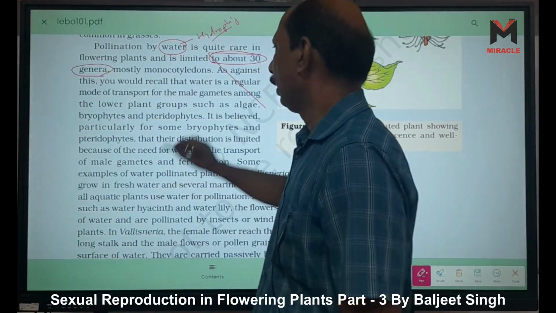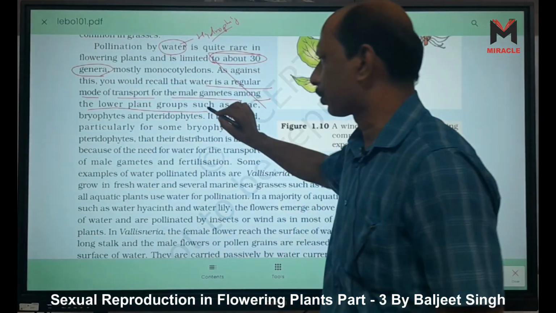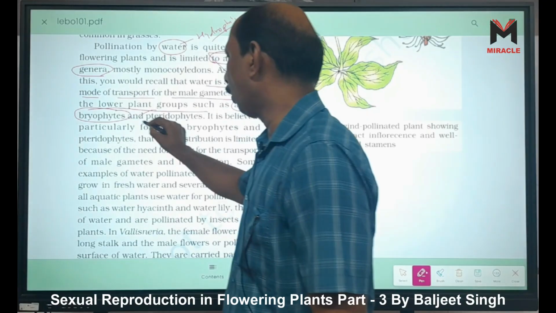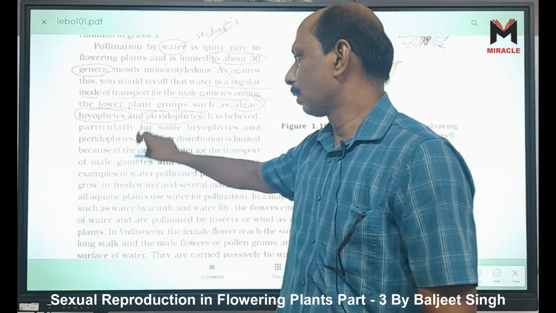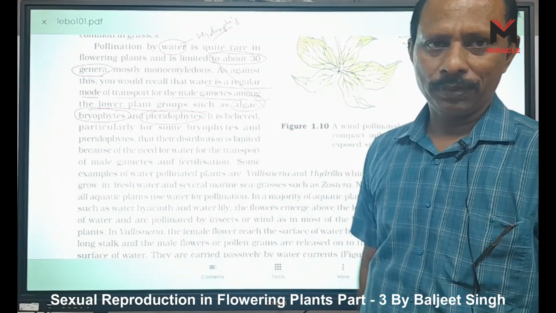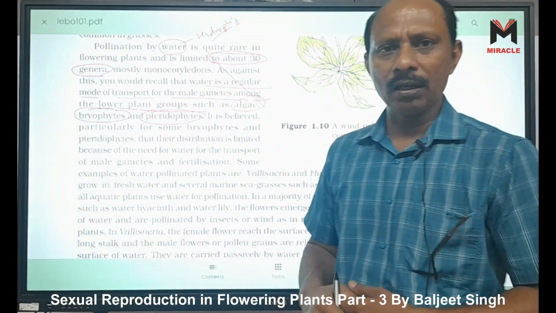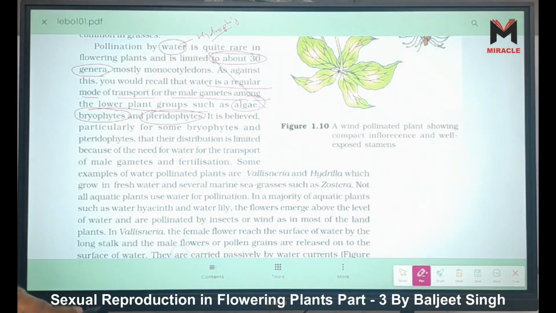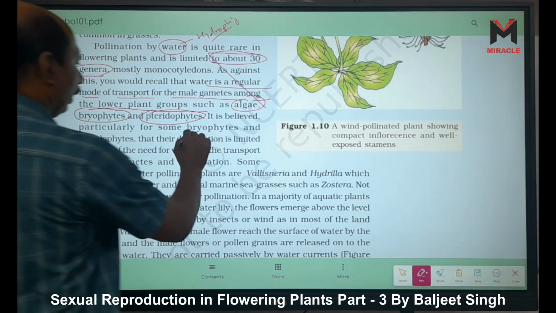As against this, you would recall, genera means genus. Water is a regular mode of transport of male gamete among the lower plant groups. I already told you, lower plant groups means algae, bryophytes and pteridophytes. This is very important because in the absence of water, pollination cannot occur in these lower plants. This is not pollination, okay, but we can say transportation of male gamete from antheridia to archegonia. It is believed particularly for some bryophytes and pteridophytes.